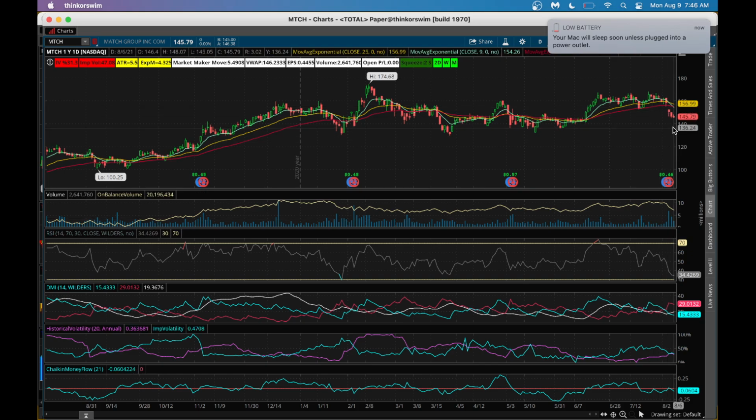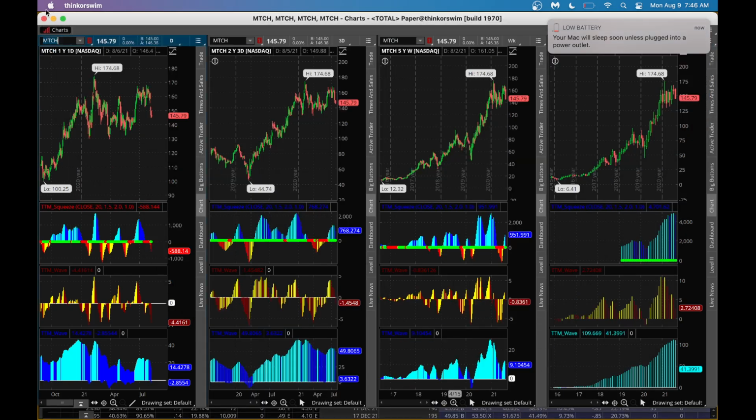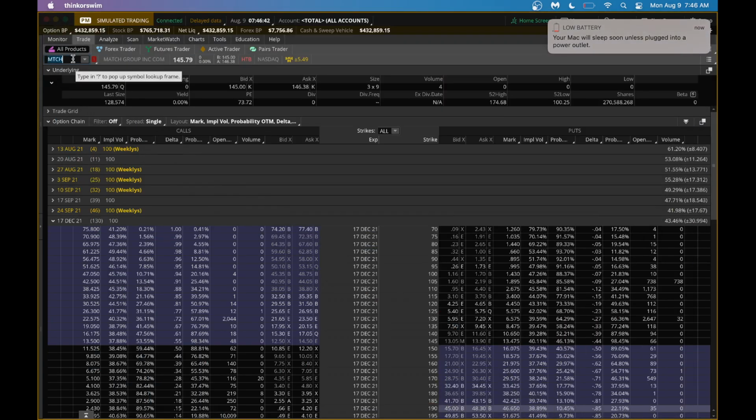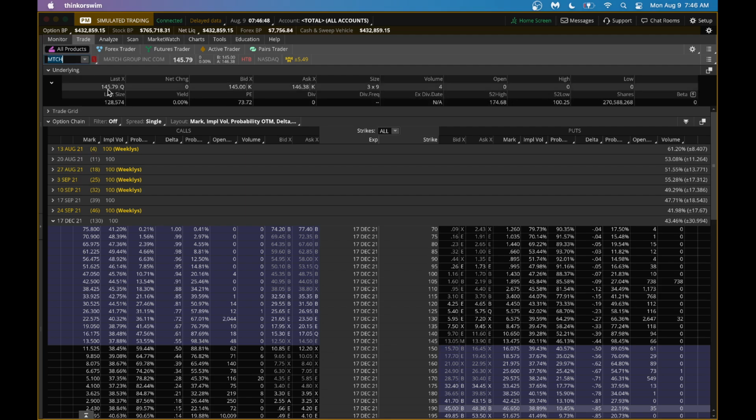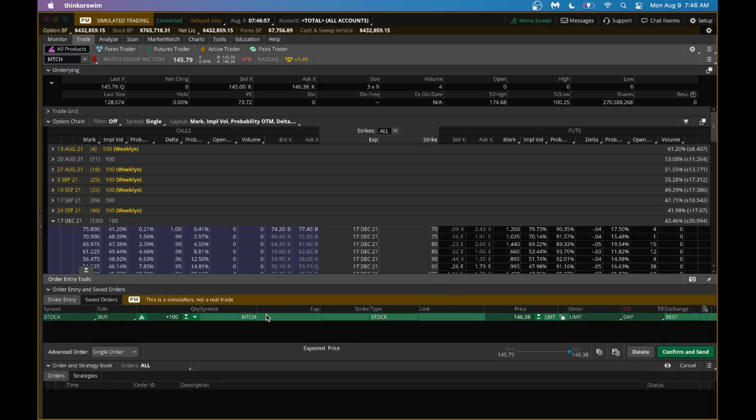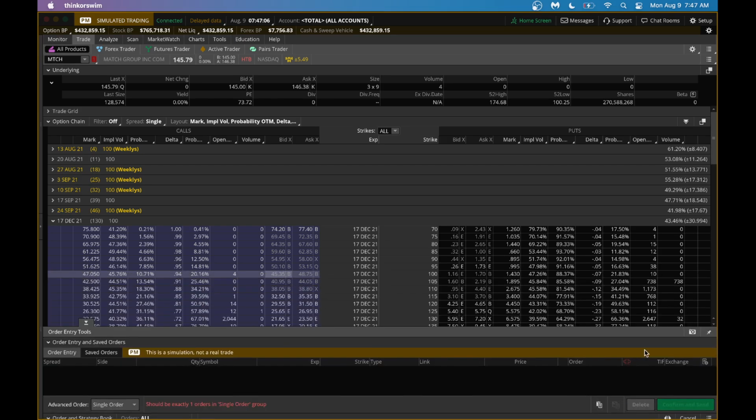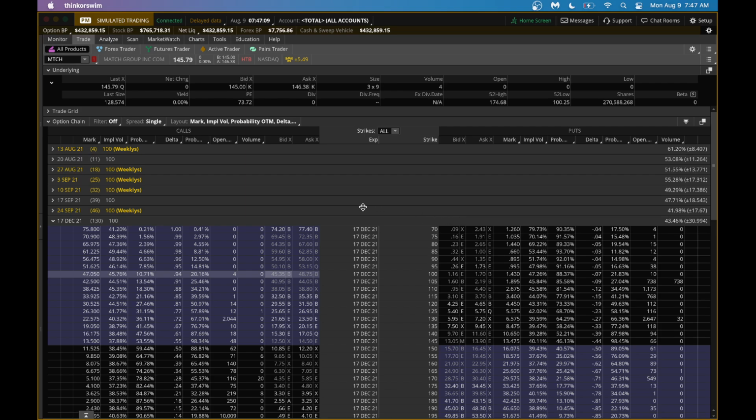So with that, let's go into the option chain here quickly and see what needs to be done. So match.com here, as you see, 145.79. That's the stock price. If you want to buy stock outright, you could just click on ask. You could buy some stock by paying 146.38 times 100 for 100 shares, or you can even buy a lower quantity. But if you want to play the options game, typically for these higher price stocks, it may be better to play options if you want to be a swing trader. Right now the stock is at 145.79.